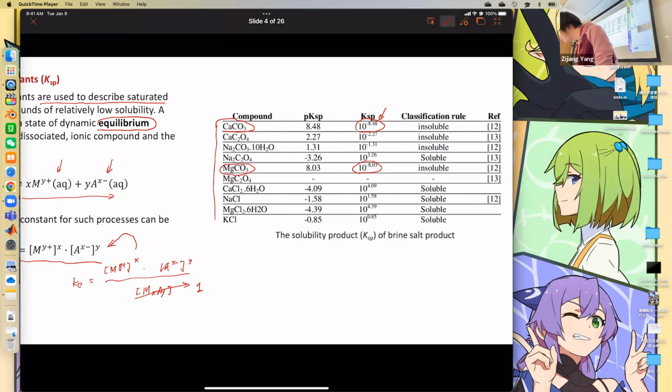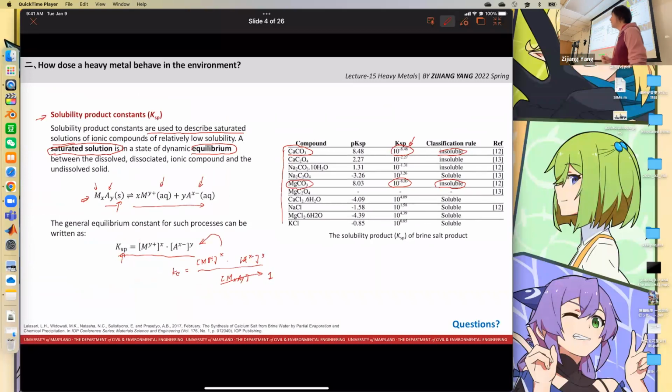In general, like in high school, we may say that these two compounds are insoluble, but basically a very small amount of ions is dissolved in the water. And so for this one, do you guys have any questions? No, okay.